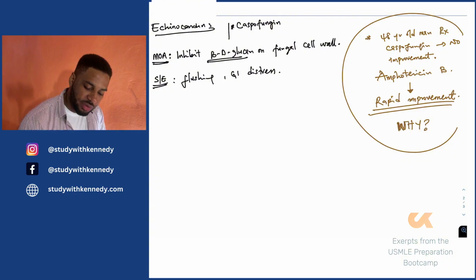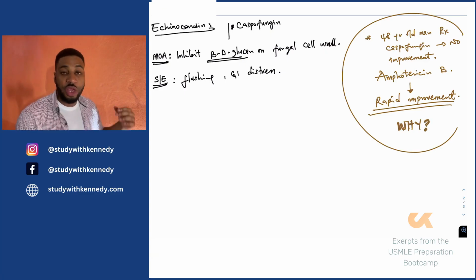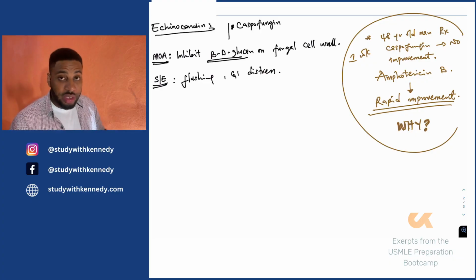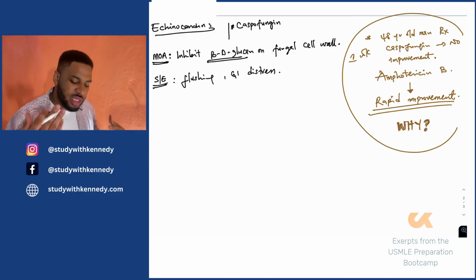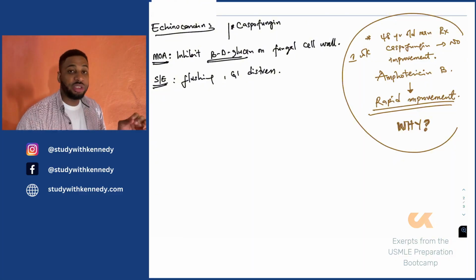He's been treated with caspofungin for a week and he did not make significant improvement. And then when they added Amphotericin B, he improved rapidly. Why? What would you pick as an answer? What would you think is the reasoning behind it? There are a lot of options. The best answer to this type of question is going to be this.